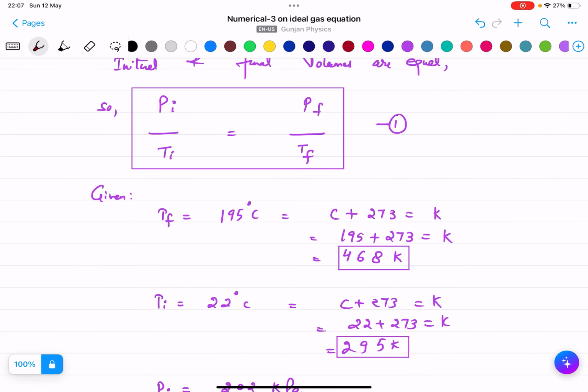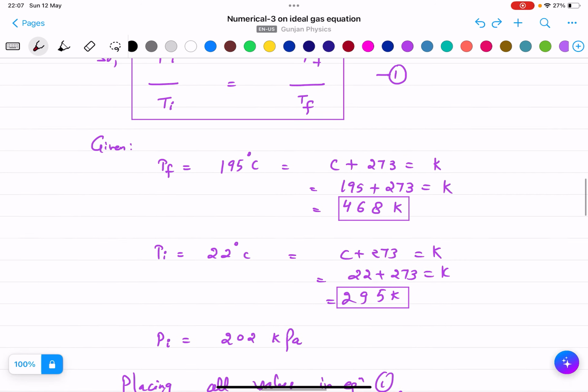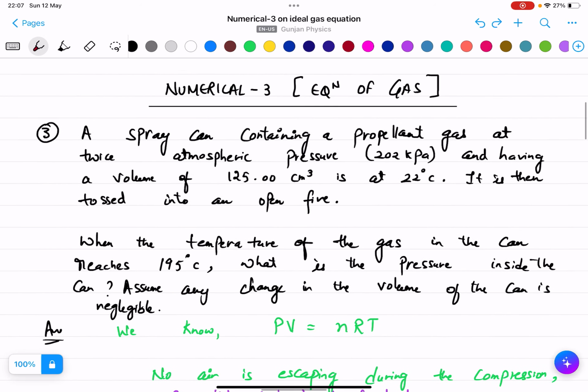Tf equals 195 degrees Celsius. I have changed into Kelvin. And Ti equals 22 degrees Celsius. I have changed into Kelvin. So always remember, when we are putting the values, we need to put it in Kelvin. And Pi equals 202 kilopascal. It is given to you in the question.